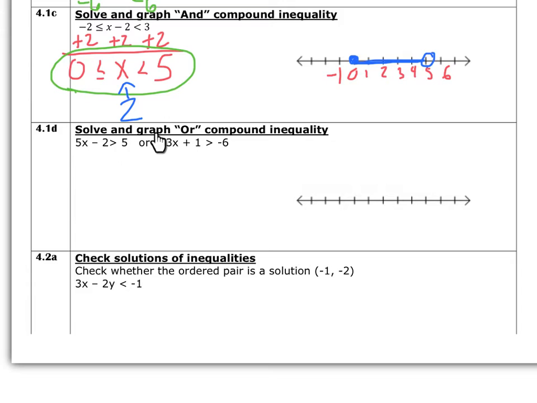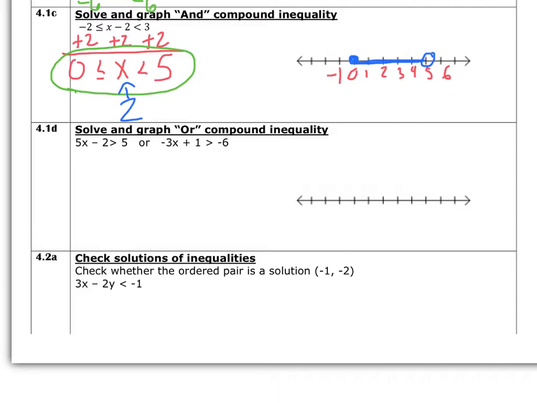4.1d, solve and graph OR compound inequalities. This is similar to the AND compounds, except there's two equations. It's this equation or this one. It's basically just doing two problems in one, and then you graph them on the same number line. So let's go ahead and solve.